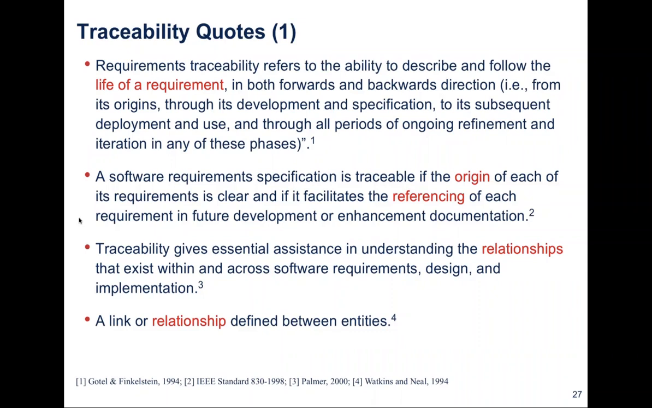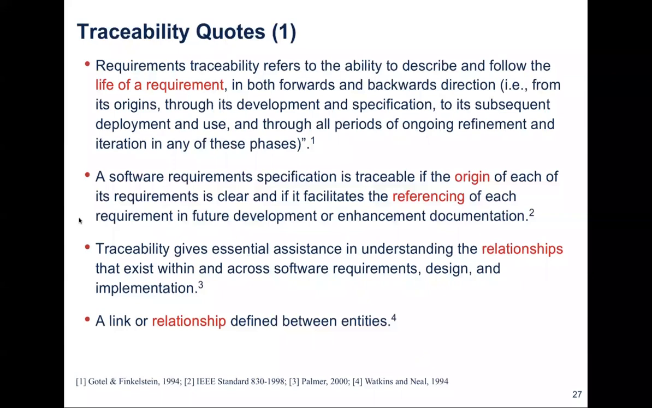A software requirement specification is traceable if we actually understand the origin of each of its requirements, and that means the origin is clear, and if we have a facilitation of the reference of each requirement in future development or even enhancement documentation, we say that a software requirement specification is traceable.